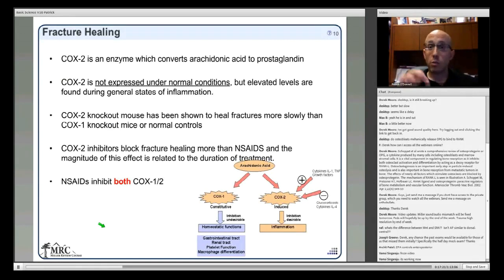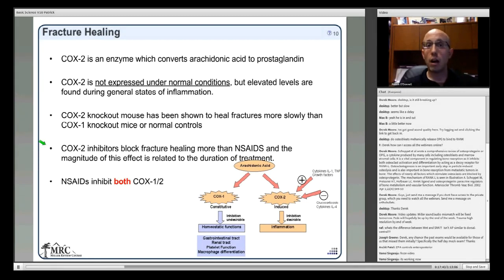COX-2 is an enzyme. We've already covered it a little bit, but it's an enzyme which converts arachidonic acid to prostaglandins. It's not expressed under normal conditions, but elevated levels are found during general states of inflammation. The COX-2 knockout mouse has been shown to heal fractures more slowly than a COX-1 knockout mouse or normal controls.